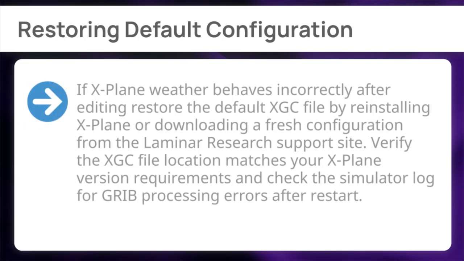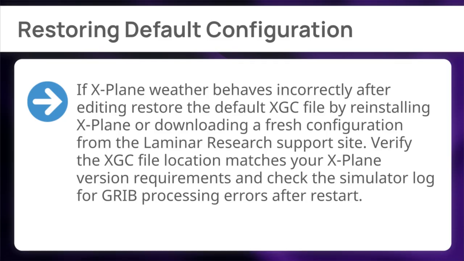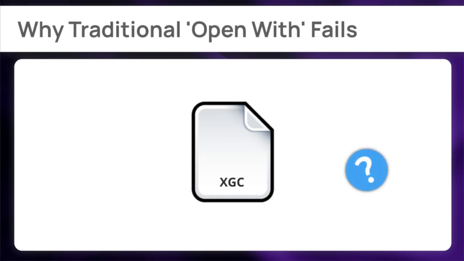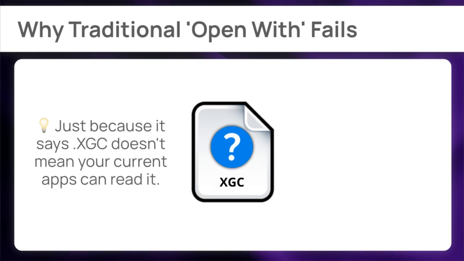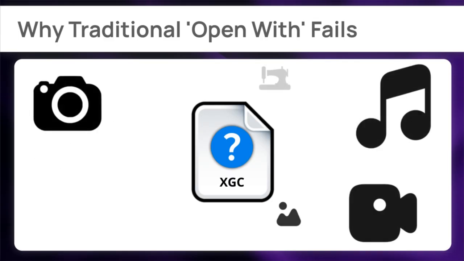Finally, restoring default configuration. If X-Plane weather behaves incorrectly after editing, restore the default XGC file by reinstalling X-Plane or downloading a fresh configuration from the Laminar Research support site. Verify the XGC file location matches your X-Plane version requirements, and check the simulator log for GRIB processing errors after restart. If compatibility checks failed, it is likely because the file extension name is shared by different developers for unrelated formats, causing your PC to use the wrong reading language.